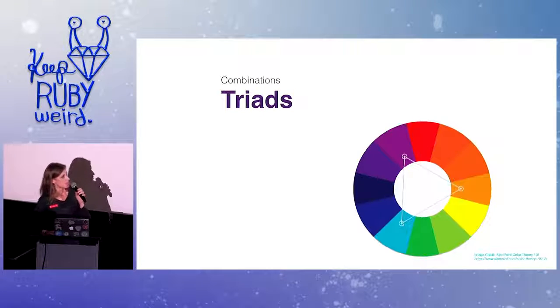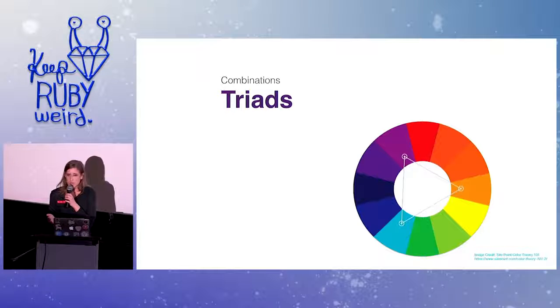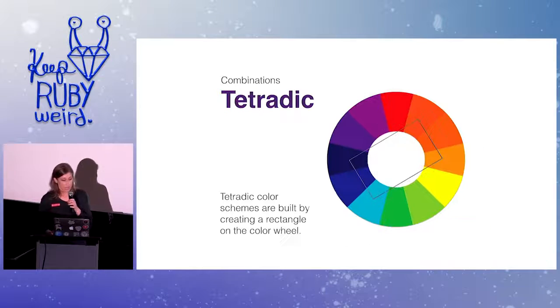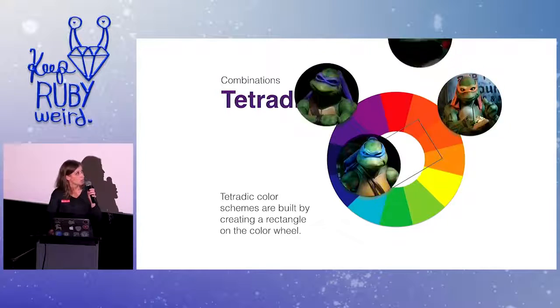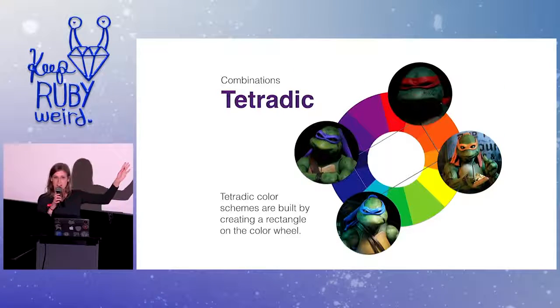Then we have this concept of a triad. So essentially, if you drop a triangle on the color wheel, you end up with an equally distributed combination of three colors that's going to give you a pretty interesting, varied combination of colors that'll work nicely together. Then we have this concept of a tetradic color scheme. This is where you drop a rectangle on the color wheel, and you end up with the turtles. Hooray! So this is as close as I get to conspiracy theories.